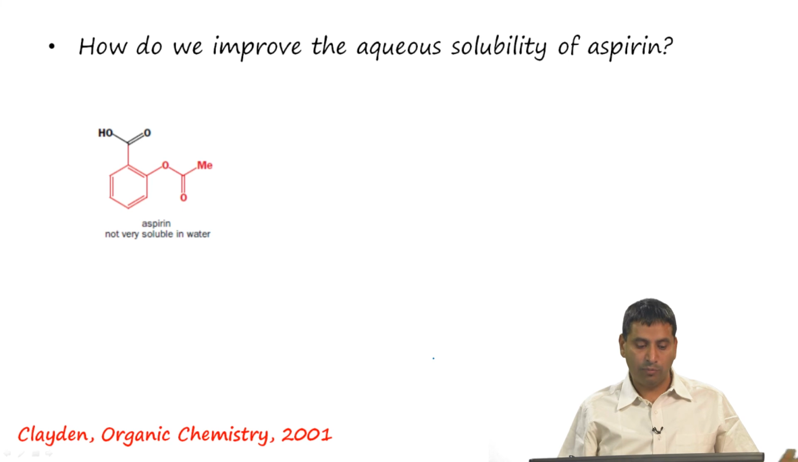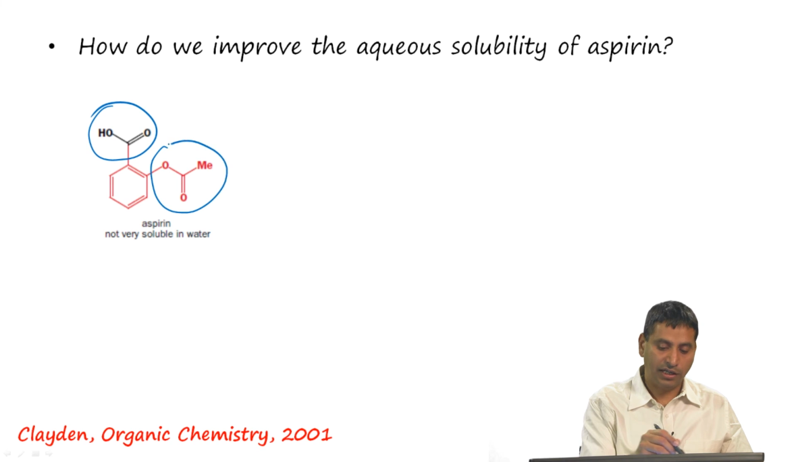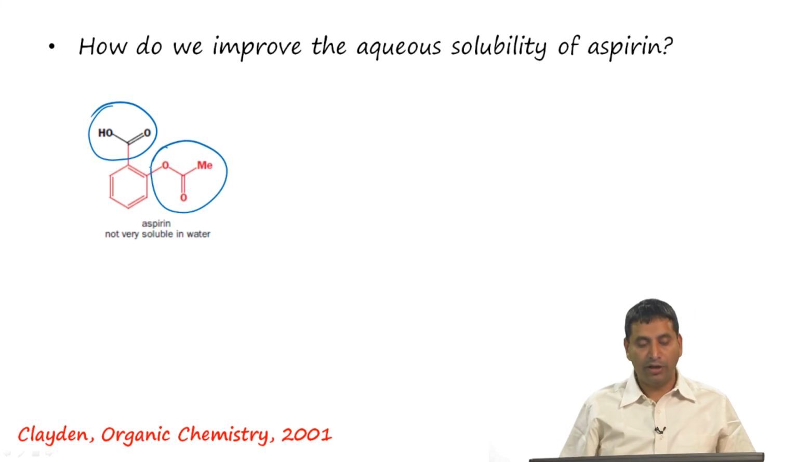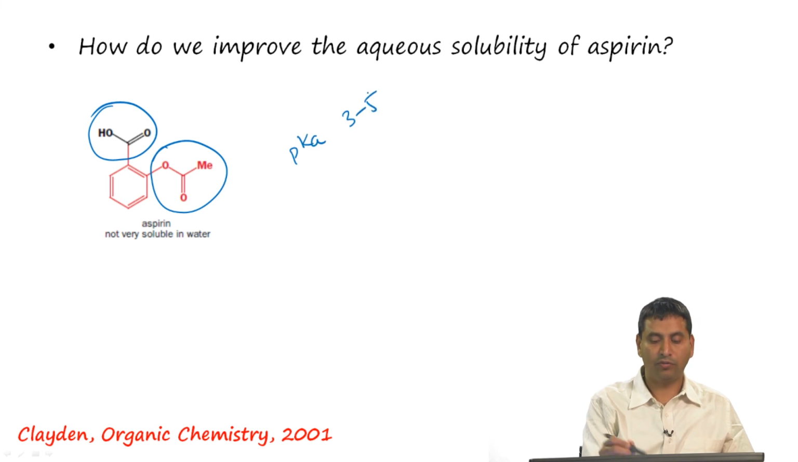Aspirin is very poorly soluble in water. So, if we were to address this problem, let us look at the various functional groups that are available here. Aspirin has a carboxylic acid, it has an ester. And we already know that carboxylic acids have pKa values somewhere between 3 to 5.